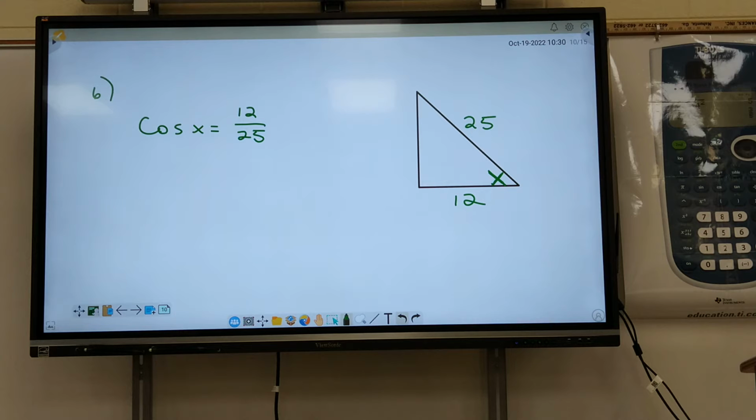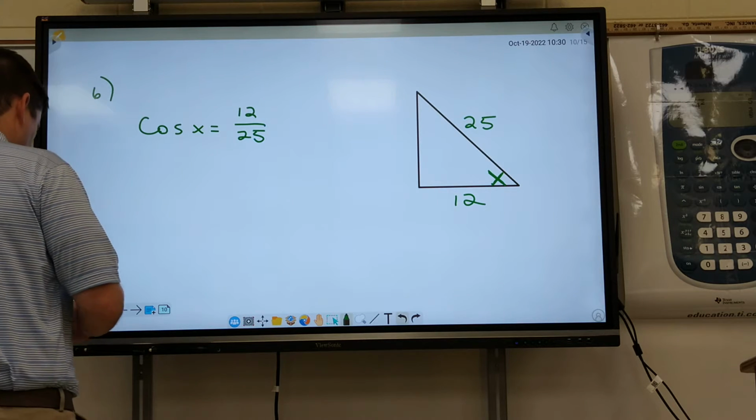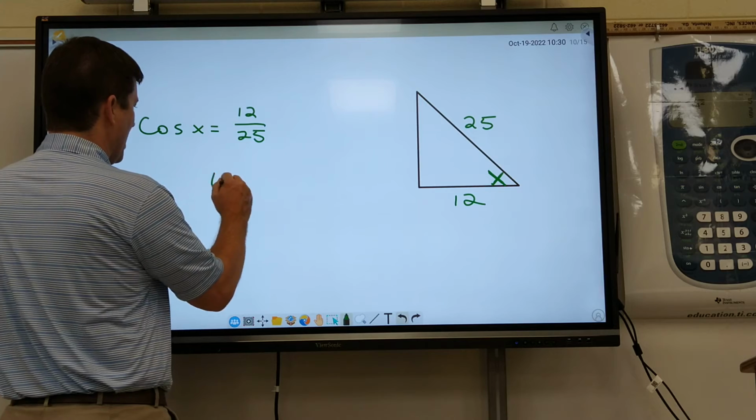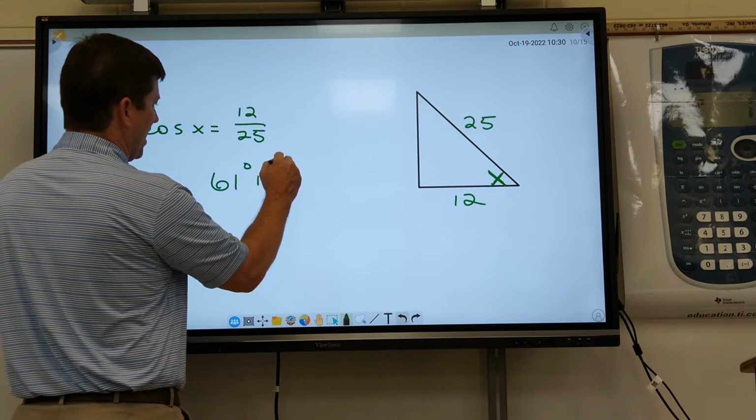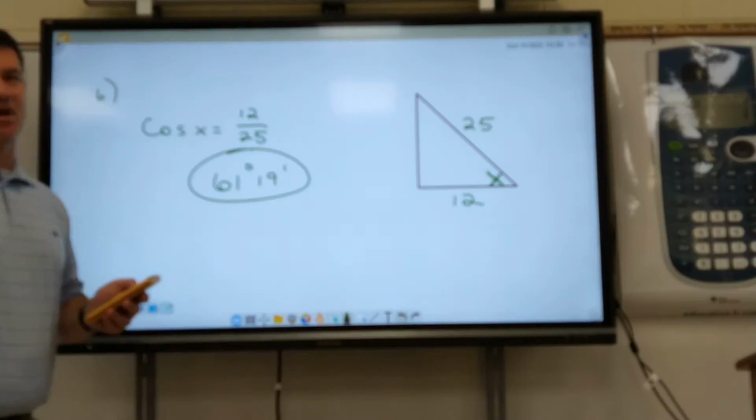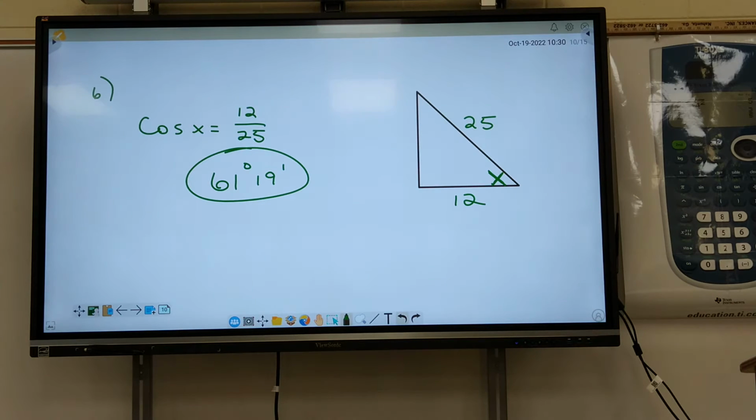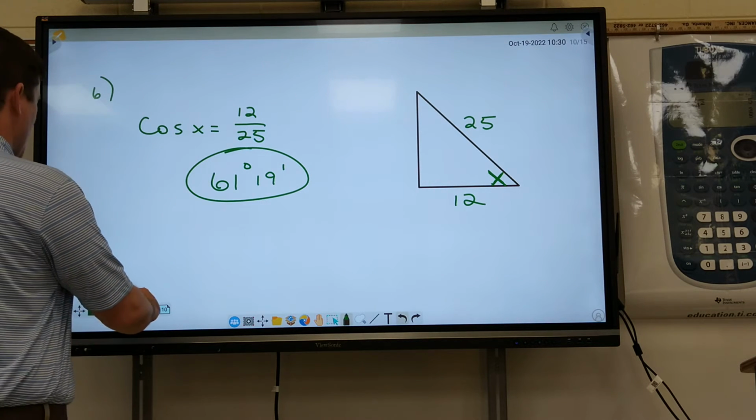I should be calling that inverse cosine, but it's just easier to say cosine -1. 61 degrees, 19 minutes. If you leave it 18 minutes, I'll give you credit. But you should recognize that that's one you should round up. All right, that's 6. Let's try 7 now.